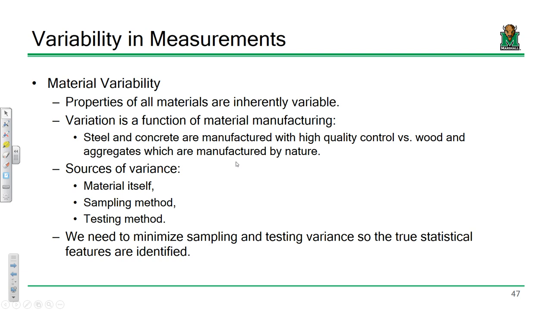So there are a number of sources of variance. One is the material itself. Again, I go back to my example with wood. This piece of wood is going to behave differently than this piece of wood. Your measuring methods, your sampling methods, your testing methods. Again, if we were talking about aggregate, we could be pulling from the same source. You're going to get a sample and you're going to get a sample. They're going to be different samples. You're going to get different results. That needs to be accounted for.